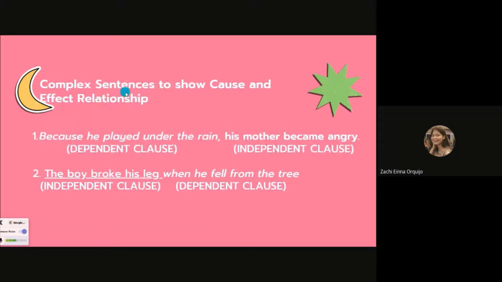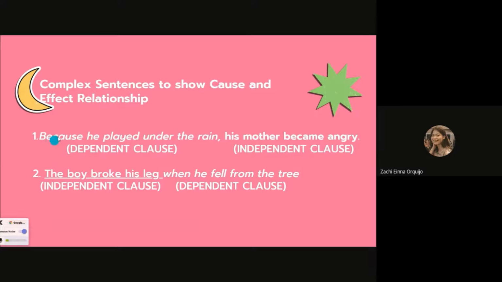So, complex sentences to show cause and effect relationship. So, complex sentences ang tawag kapag nagbigay tayo ng isang dependent clause at isang independent clause. So, ang tawag sa sentence po na ito ay complex sentence dahil meron tayong isang dependent clause at isang independent clause. So, pag pinagsama nyo po ang isang dependent clause at independent clause, tinatawag po natin siyang complex sentence. Okay? So, complex sentences to show cause and effect relationship.